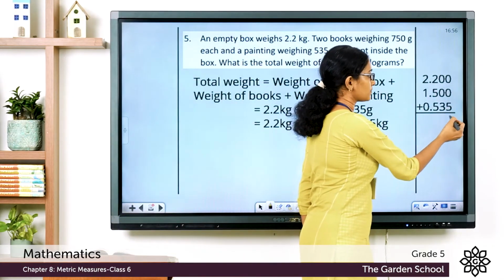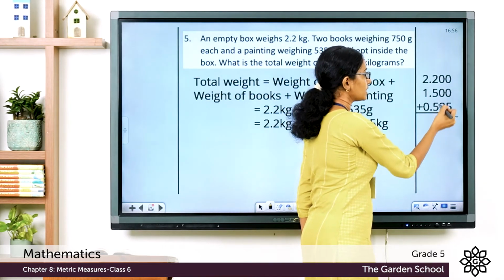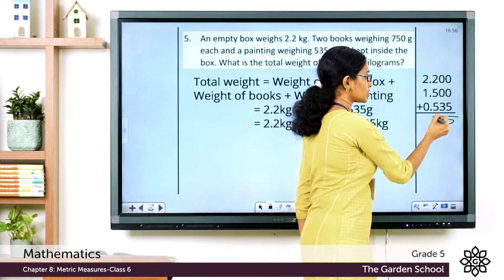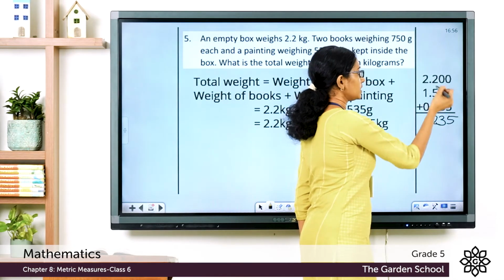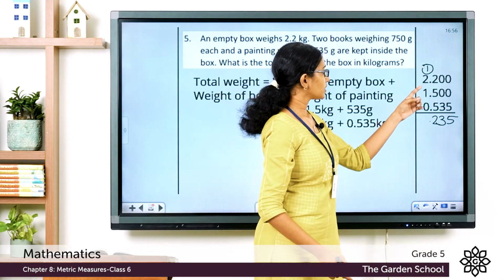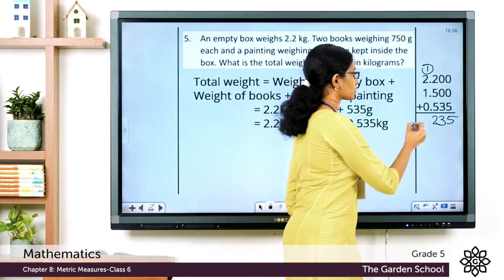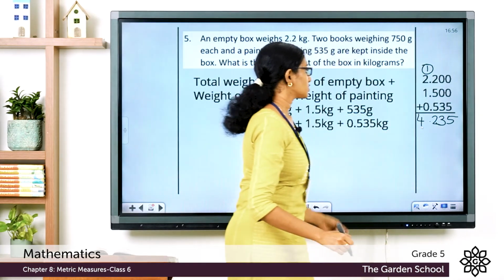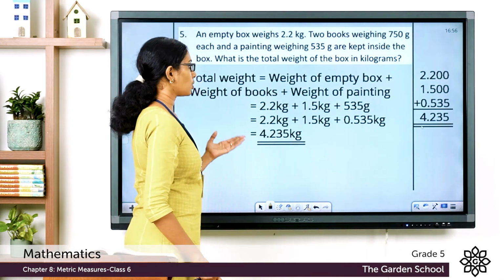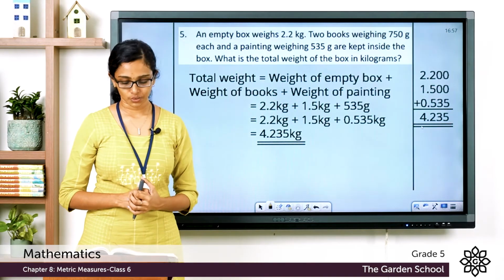0 plus 0 plus 5, it is 5. Now 0 plus 0 plus 3, 3. 2 plus 5, it is 7, plus 5, 12. You write 2 here, and 1 you carry over to the next place. So here you have 2 plus 1, 3, plus 1, 4, plus 0. You have 4 itself here. So the combined weight, or the total weight, is equal to 4.235 kilogram. Hope you are clear with this question.